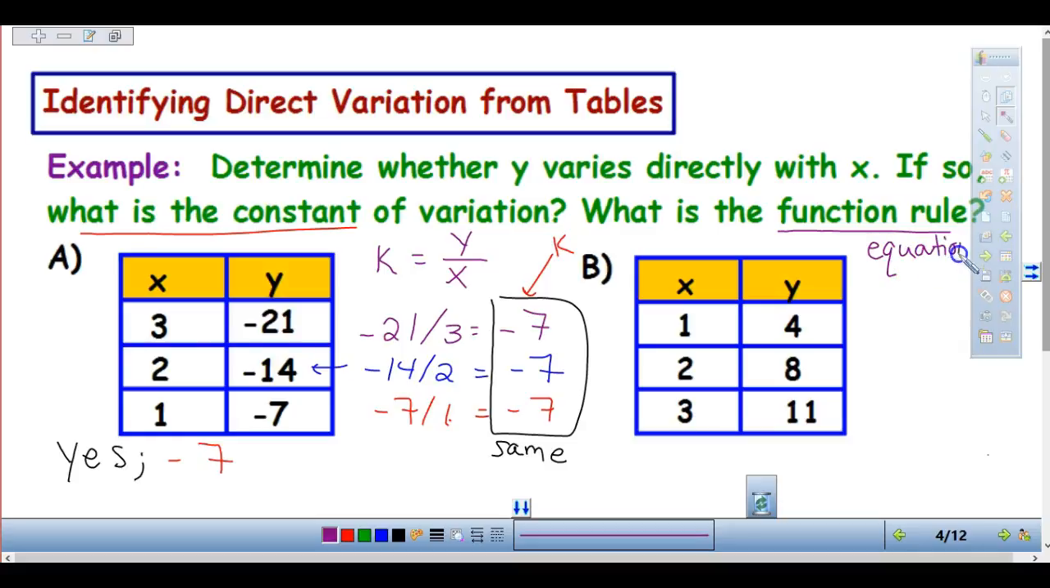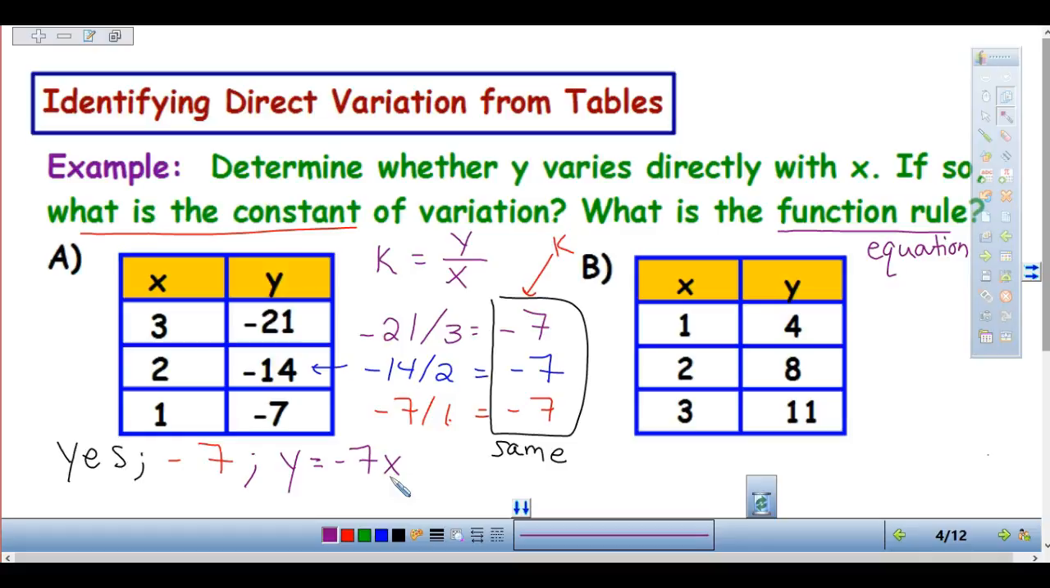Okay, so what's my equation? Well, that's why we have to remember this. y equals k times x. So my equation will be y equals what? Negative 7x. Perfect. Notice, am I adding anything onto the end? No. If you're adding a number onto the end, it is not direct anymore. Direct has to go through the point (0, 0). Okay? I'll let you do it.